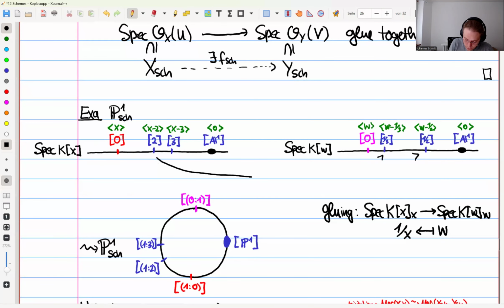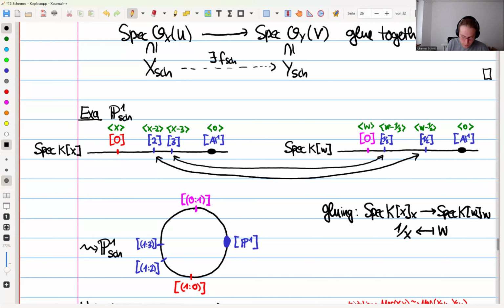This sends it to this point 1/2 on the other side, because basically it must do the same thing on the closed points that we already know. And then this 3 gets sent to 1/3. And if you want to check it purely on the level of algebra, you can see that the preimage of the ideal generated by x minus 2 here is exactly w minus 1/2.